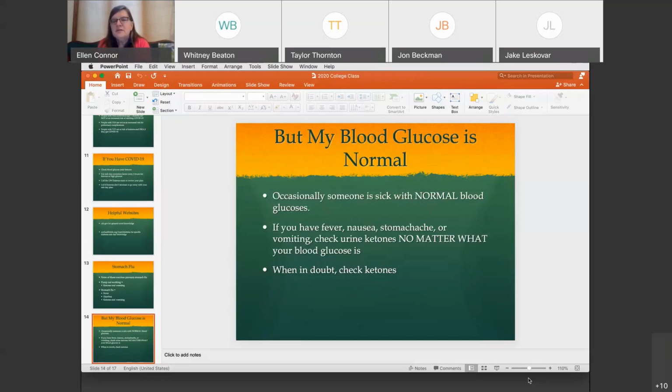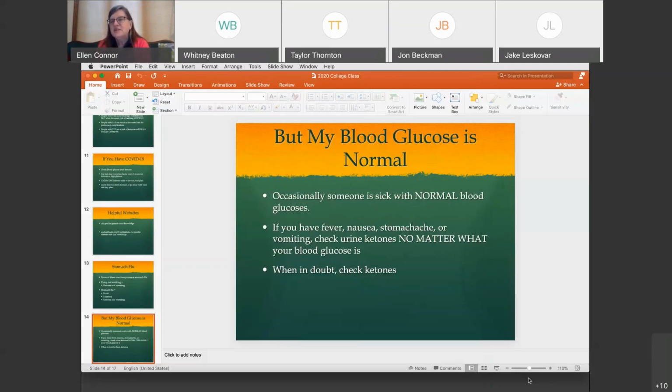I remember we started this class about 20 years ago at the recommendation of a college student who developed ketoacidosis. He had a stomach flu and his blood sugars were going low instead of high, so he turned off his insulin pump and called his mother, which is always the right thing to do. And she recognized what was going on and sent him into the ER. So if you've got an illness, even if the blood sugar is perfect, you could still have ketones.